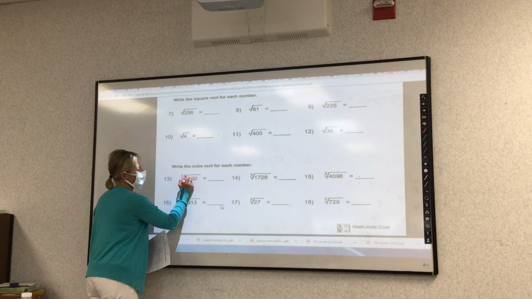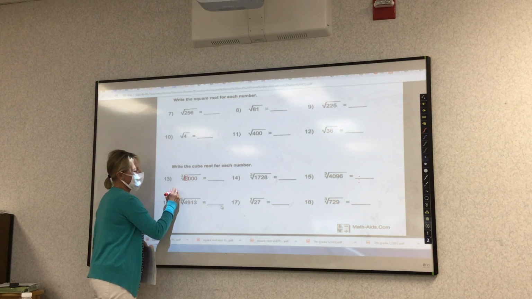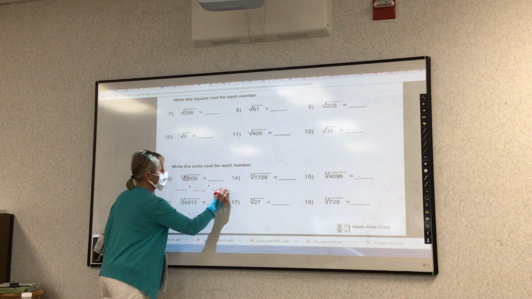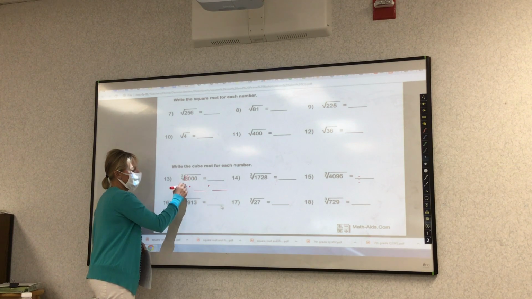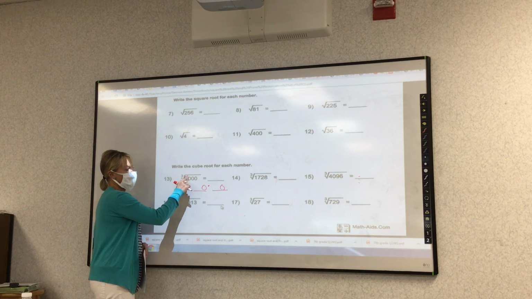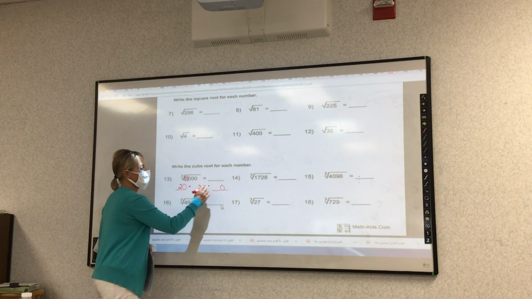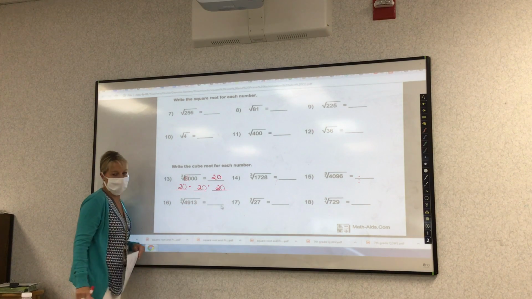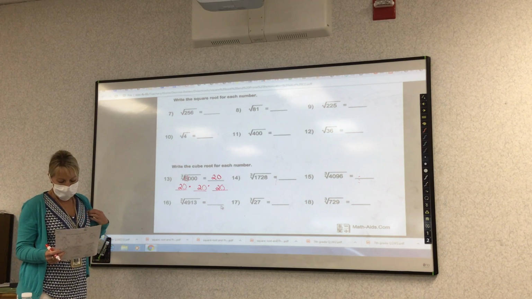As we talked about yesterday, if I pull out the 8, I'm left with zeros. So the cube root is saying something times itself 3 times gives me 8,000. If there's 3 zeros, I need to put in my zeros. And so what's the cube root of 8? 2. So your answer is really 20. I need to see all that work on your paper.